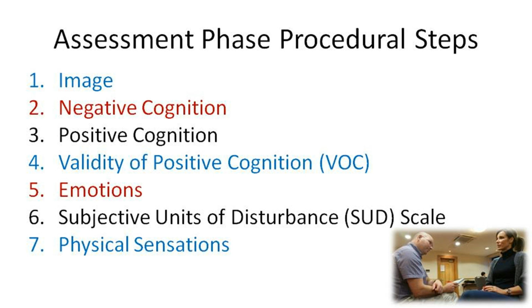Pairing the image with the negative cognition, we then obtain the emotion or emotions the client is feeling just at the present time. From here, we ask the client, how disturbing is it for you at this moment on a scale of 0 to 10? 0 is no disturbance or neutral. 10 is the worst possible disturbance you could imagine. And where do you feel it in your body? The physical sensations. At this point, we have stimulated the memory network and we are ready to move on to the desensitization phase where our clients will process. I'll take you through each step now in the video and explain what we're asking and why.